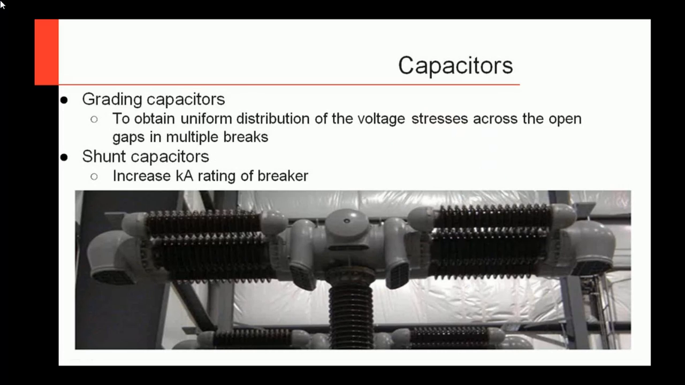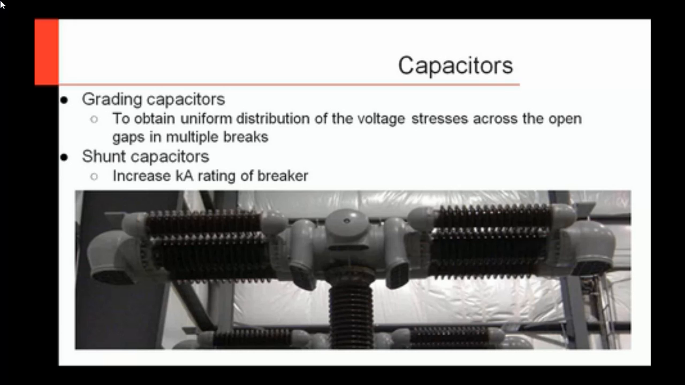One other thing you'll see out there are capacitors. One type is grading capacitors. Once you get into multiple breaks per phase, you're going to have capacitors over these breaks to even the voltage distribution across each break. You can see them here. There are no moving parts. It's just mounted in parallel to the actual interrupter itself. You can always see these on a live tank. On a dead tank, as I mentioned before, you can have multiple breaks inside, and you'll have these grading capacitors inside, but you might not see them from a field testing perspective.